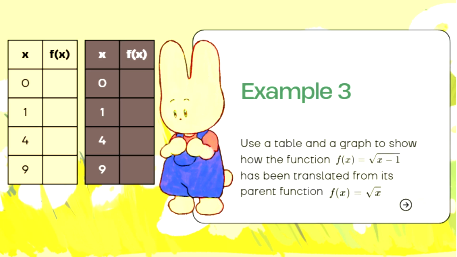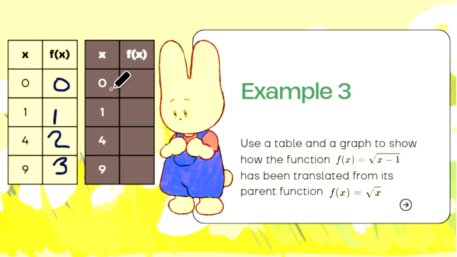So how you would fill these out is you would just enter our x value into the formula and solve. So for the parent function, it's f of x is equal to the square root of x. The square root of 0 is 0. The square root of 1 is 1. The square root of 4 is 2. The square root of 9 is 3. Okay.